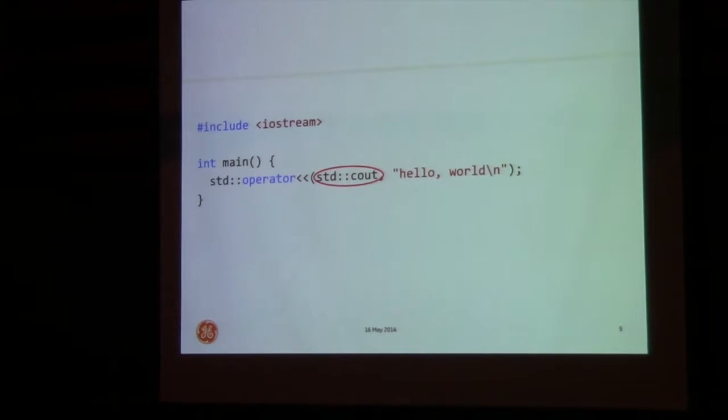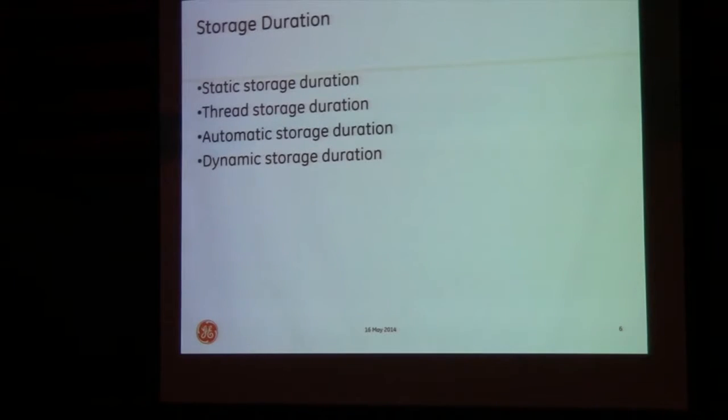In order to talk about global variables, you really need to know, what are we talking about? What is a global? In this standard, there's 4 types of storage duration. There's static storage duration, there's thread storage duration, automatic, and dynamic. Of these 4, really only going to talk about static and some about thread.